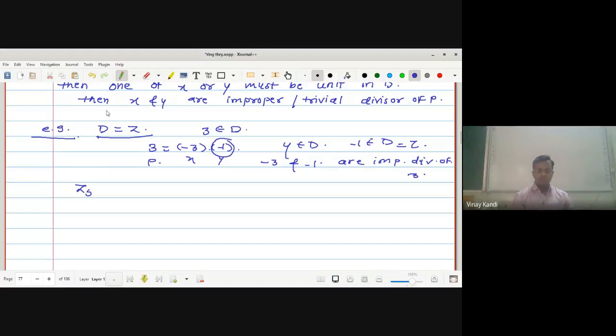Okay, these are the examples of improper divisors. Now, the definition of proper divisors.